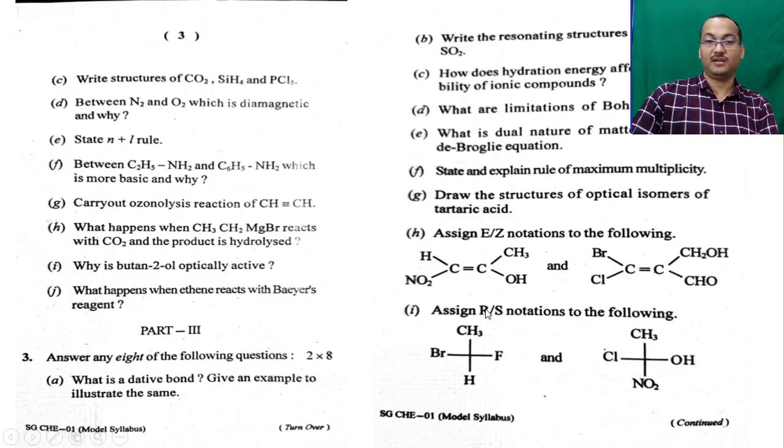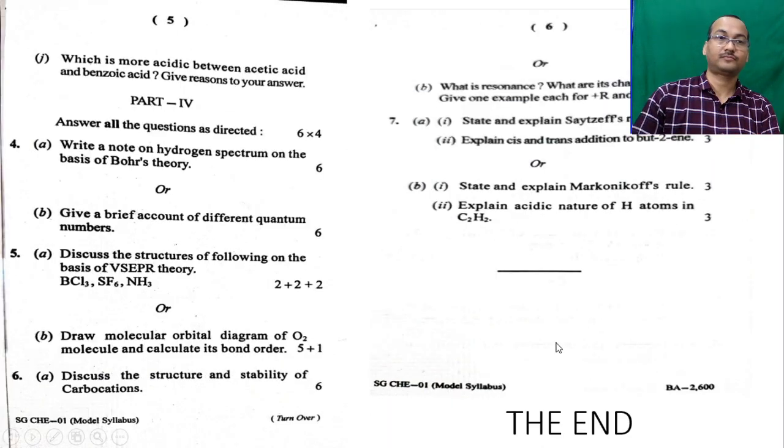The next question, you have to assign RS notation for these two compounds. Which is more acidic between acetic acid and benzoic acid? Give your reasons. Then we will move to part 4 questions. Here each question carries 6 marks. Write a note on hydrogen spectrum on the basis of Bohr's theory.